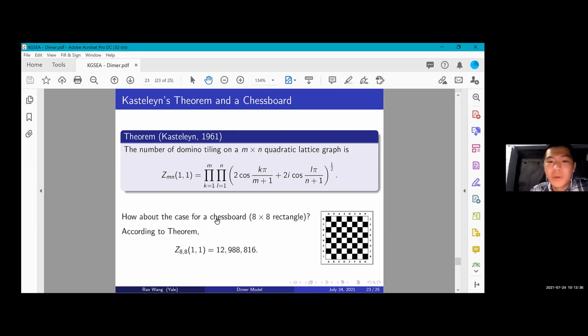How about the case of a chessboard, an 8 times 8 rectangle? You can use this formula here to calculate it, and the answer would be this. I won't read it. It's over 10 million, so that's really a big number. If you try to enumerate all the possible ways, you probably cannot do it. So never try that.